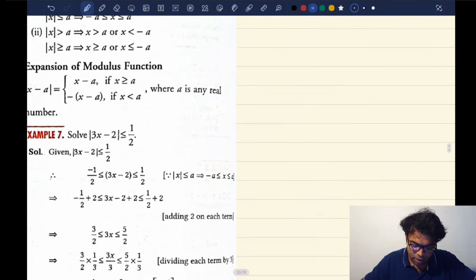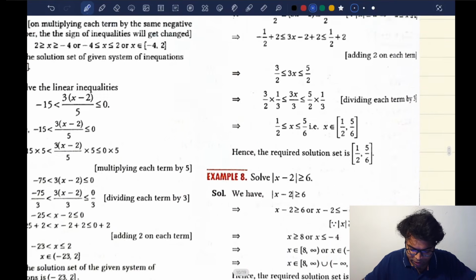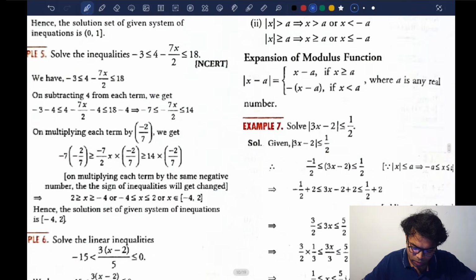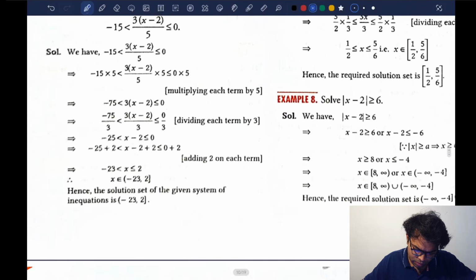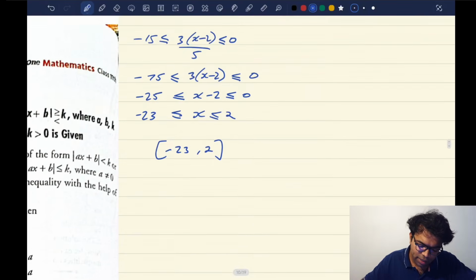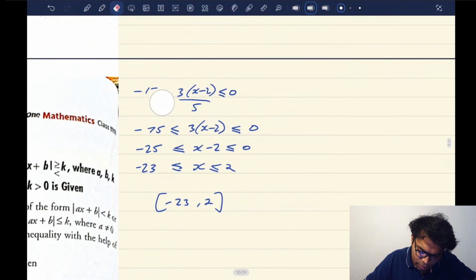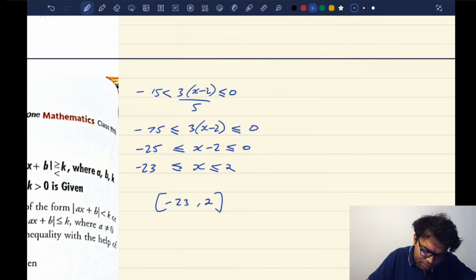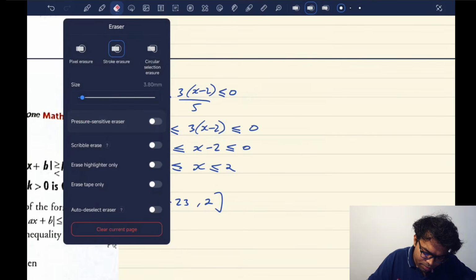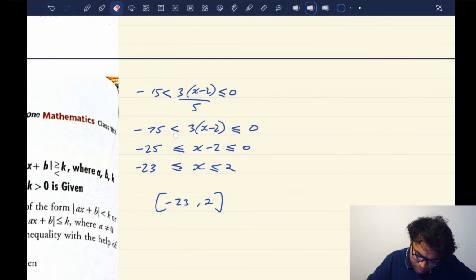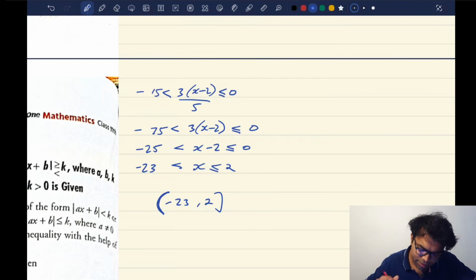Now it's going to become very interesting. Why open brackets, sir? Oh yes, it is less than, it's not less than or equal to. So minus 15 is less than, so this will be like this, open brackets.